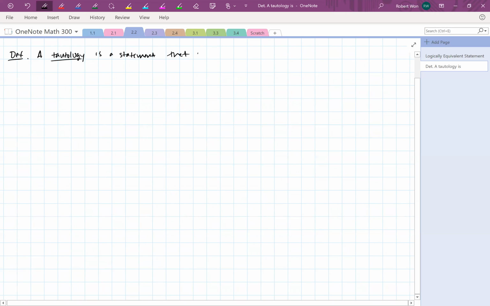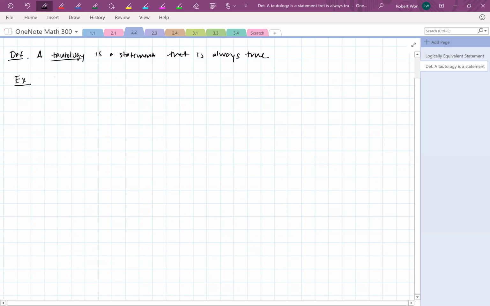Let's now make two important definitions. So the first is a tautology. A tautology is a statement that is always true. Okay, so I think the easiest way to demonstrate a tautology is to give an example.